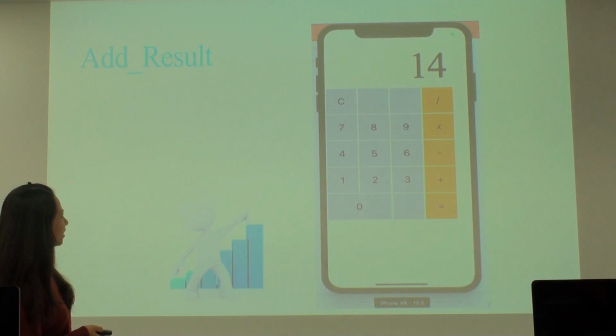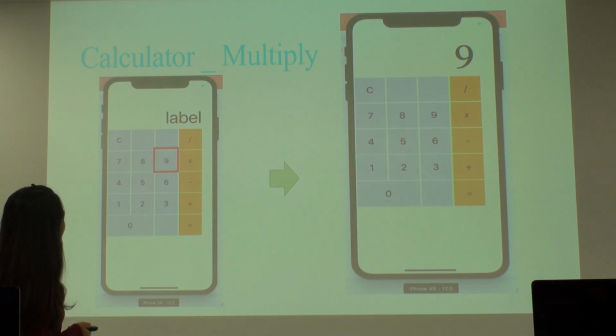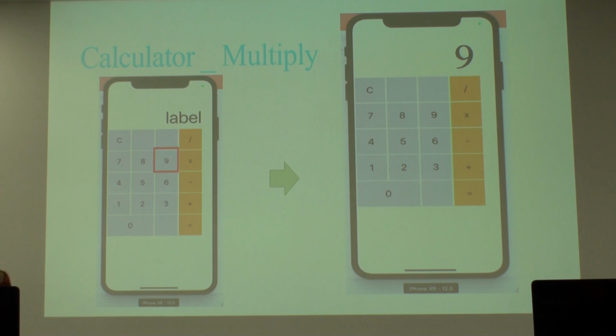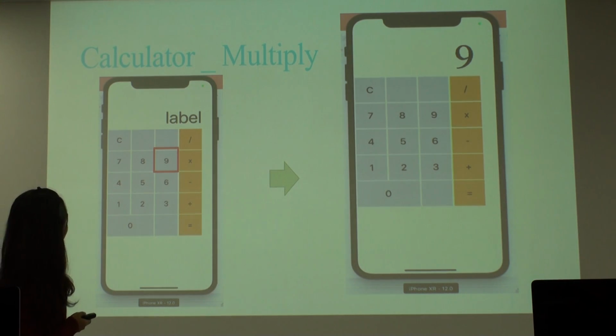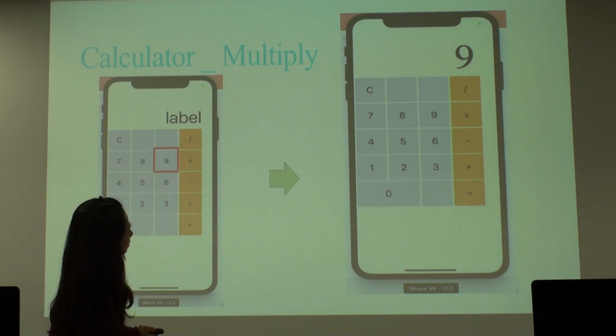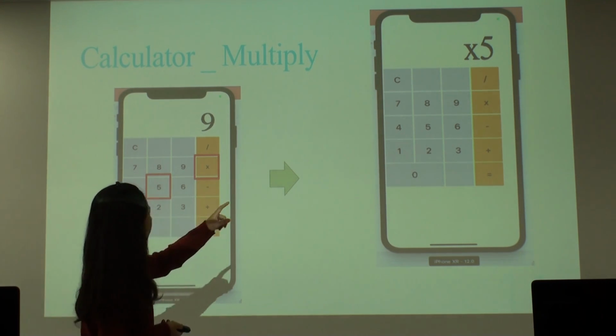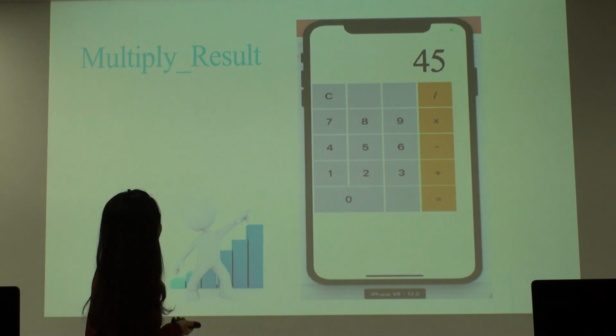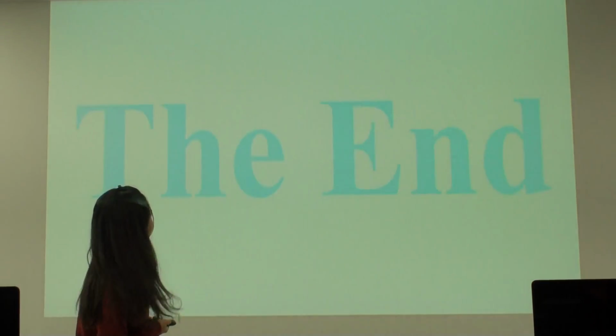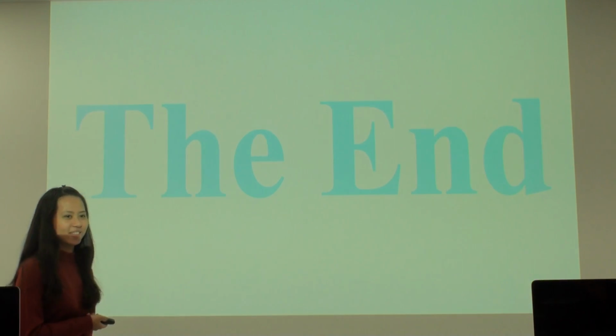14. And this is my multiply. Input 9 and multiply 5. And this is the result, 45. This is my project. Okay, thank you.